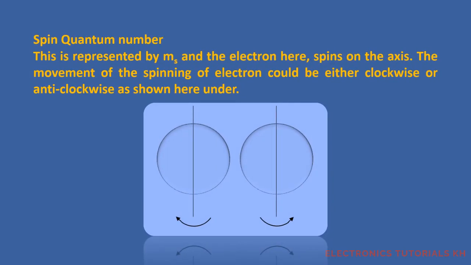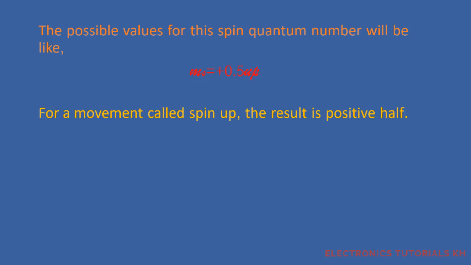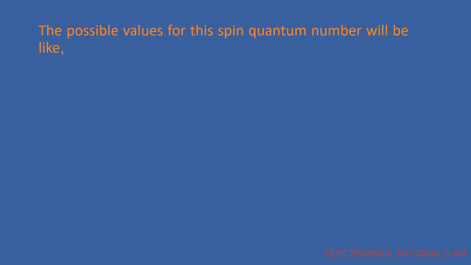Spin quantum number. This is represented by ms, and the electron here spins on its axis. The spinning of the electron could be either clockwise or anti-clockwise as shown here. The possible values for this spin quantum number are ms equals plus 0.5 for a movement called spin up. The result is positive half. ms equals minus 0.5 for a movement called spin down. The result is negative half. These are the 4 quantum numbers.